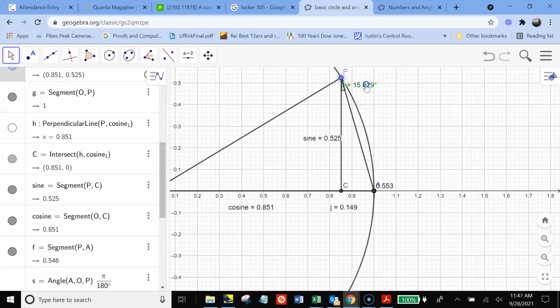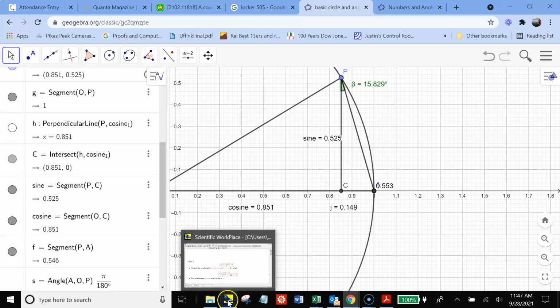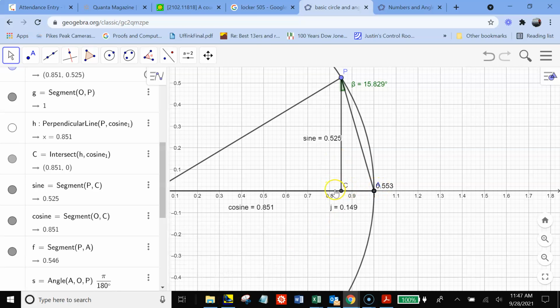This is where this angle beta is going to come in. Uh-oh, let's see. Can I move that? Okay, there we go. We're going to use this angle because we're going to use this right triangle APC here. So I want to show that AC is small compared to this arc length.